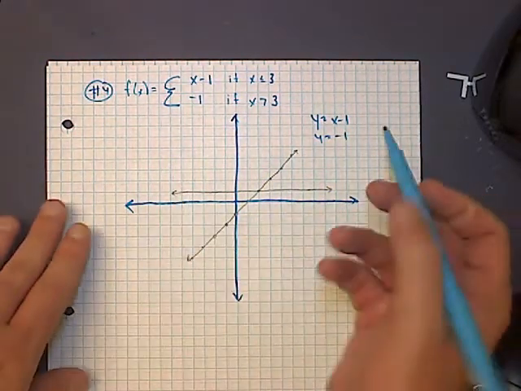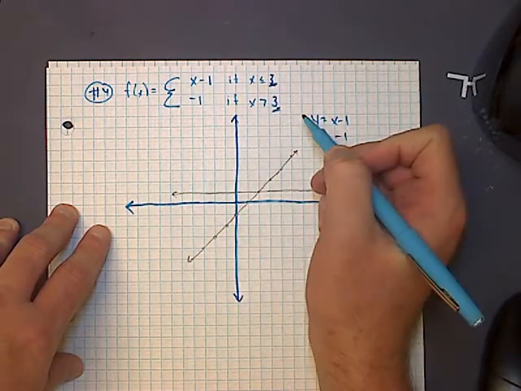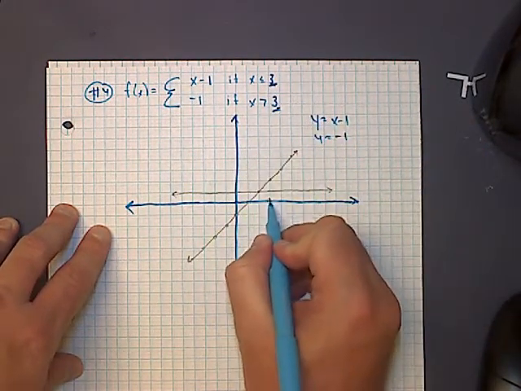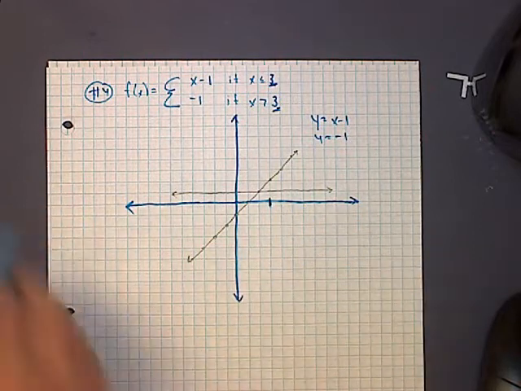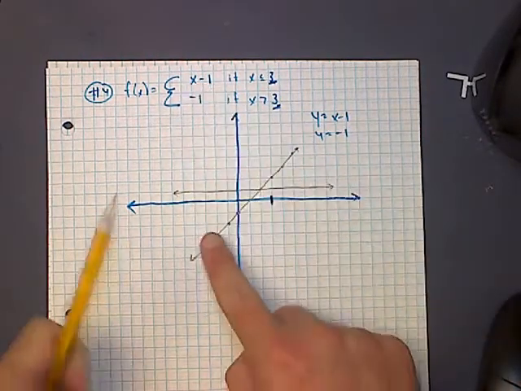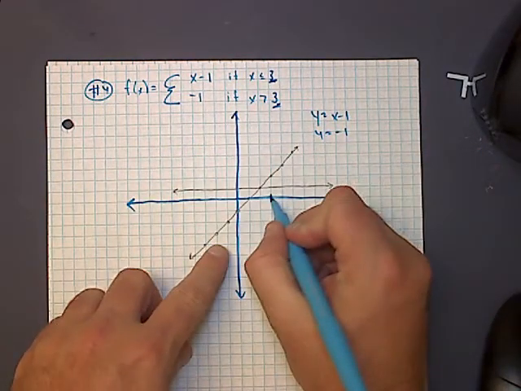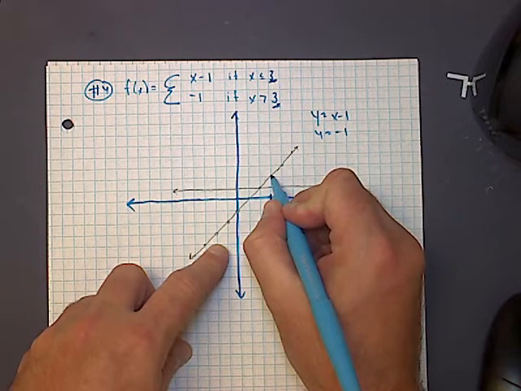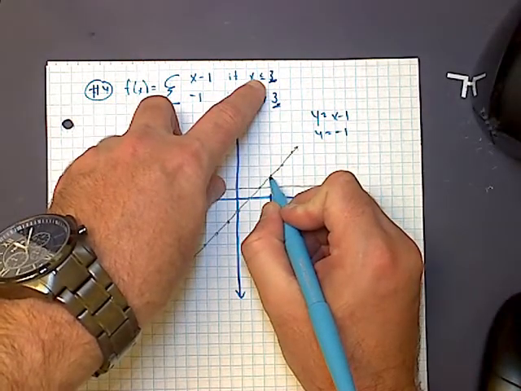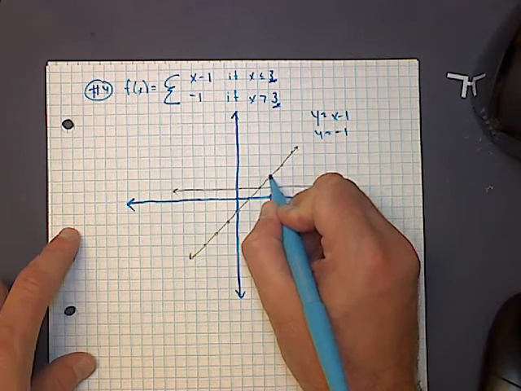Okay, we need to look at the point where something's going on. The discontinuity, the jumping, is occurring at 3. So I go to x equals 3. I'm going to put a little mark right there to remind myself something's going on there. The first one's x minus 1. This is this line right here. I'm going to go to x equals 3 and go up to where I hit it, which is here. That is less than or equal to, for all x values less than or equal to 3. That will be a closed dot.